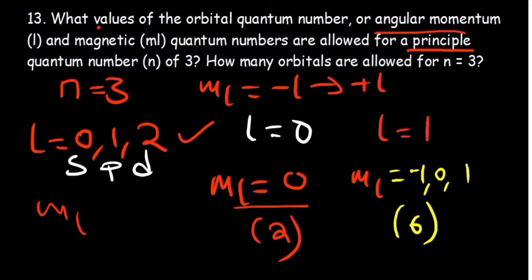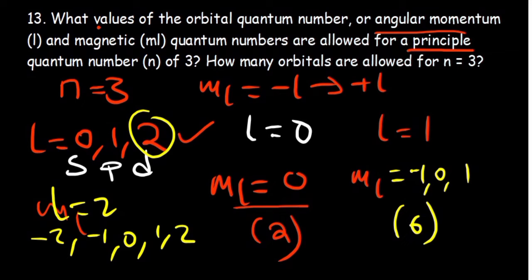Then the last one, L equal to 2. From -2, these are the values of the magnetic quantum number. There are 5. This explains why there are 10 electrons in the d energy level or the d orbital.